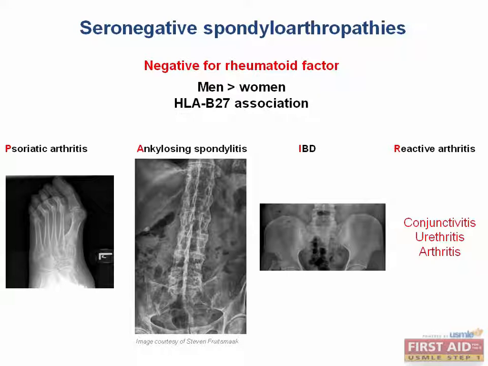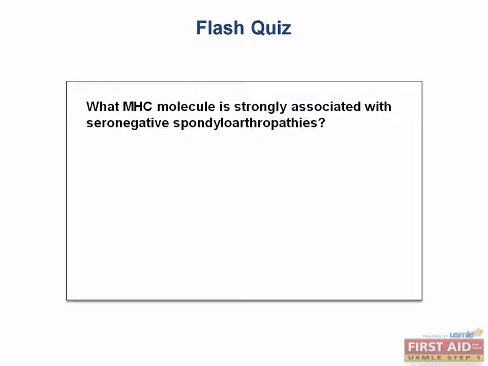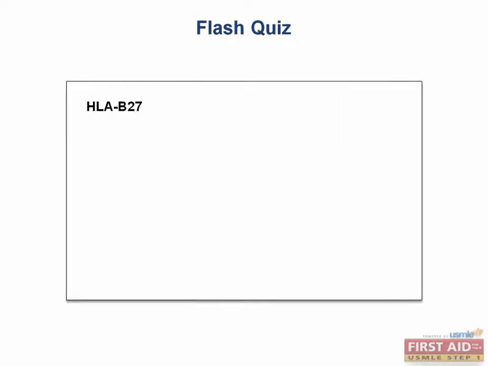What will alert you to reactive arthritis? Well, probably a recent history of a GI or chlamydial infection, as these infections are what precipitate eventual reactive arthritis. Flash quiz. What MHC molecule is strongly associated with seronegative spondyloarthropathies? HLA-B27.